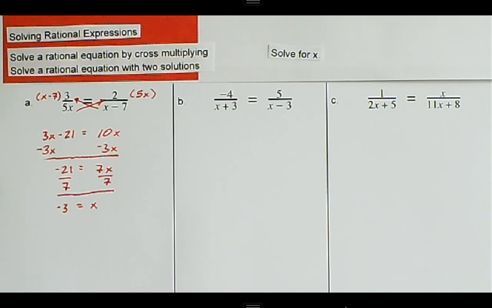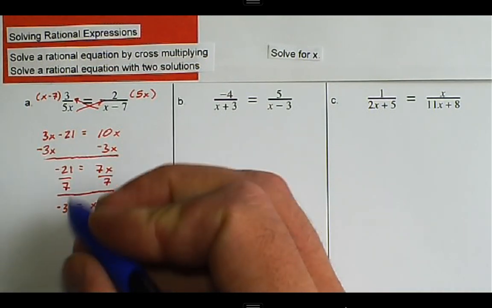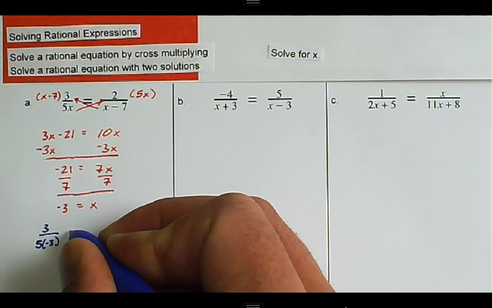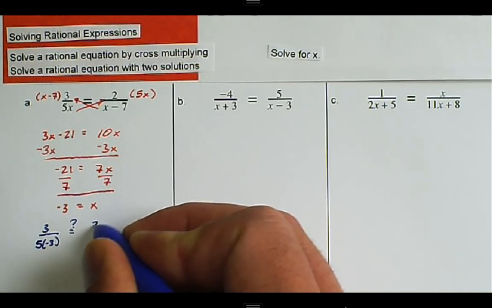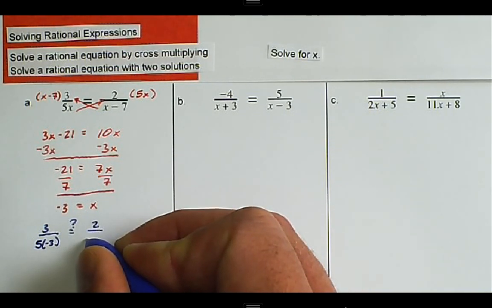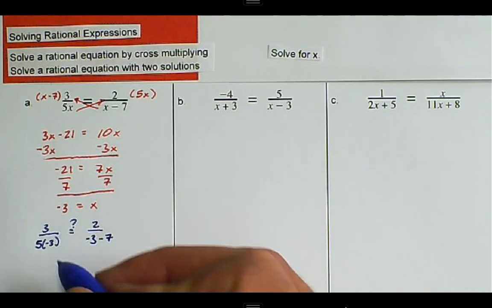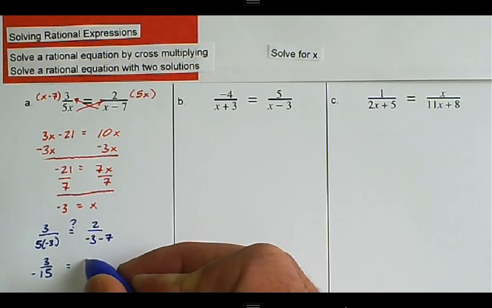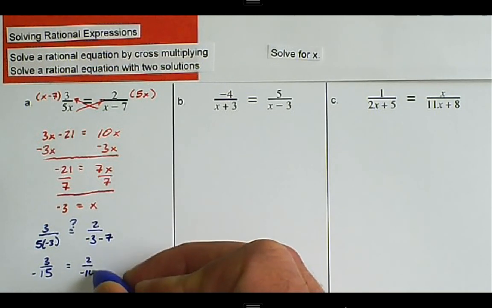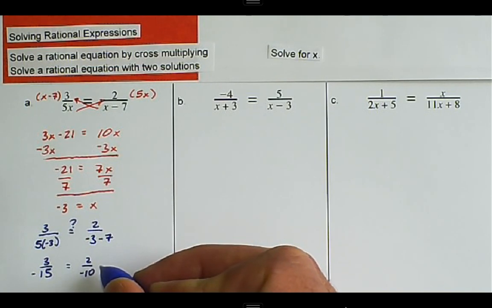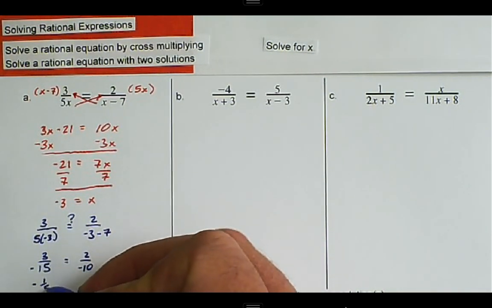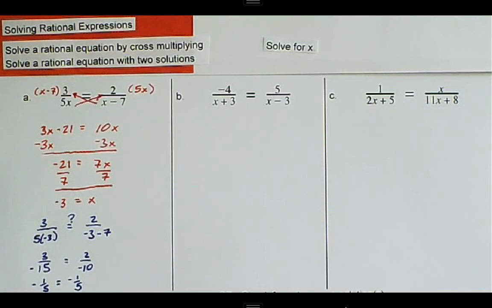Now we have to check it. We have to check to make sure it works for both fractions. So 3 over 5 multiplied by negative 3. And we're checking to see if that's equal. So we go 2 over negative 3 minus 7. So 3 over negative 15 is equal to 2 over negative 10. And both of these are equal to negative 1/5. All right, so they do work.